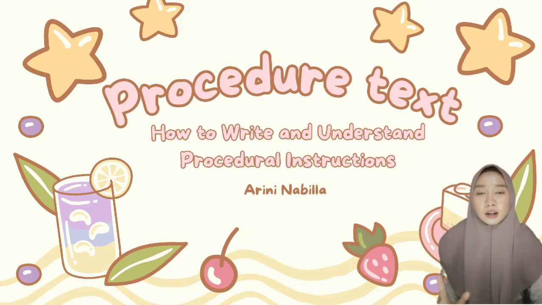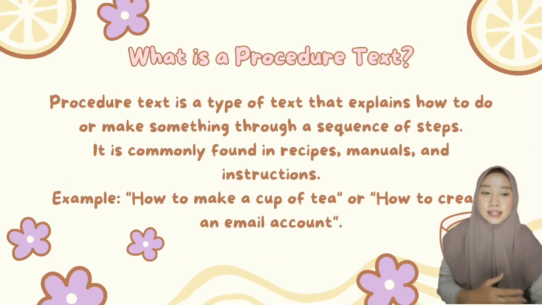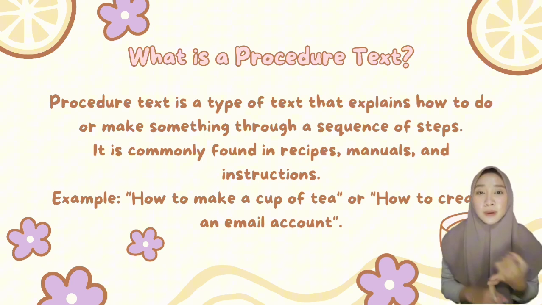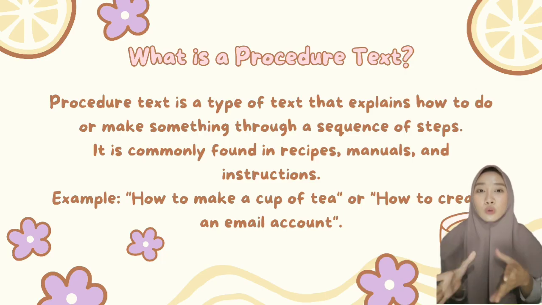Okay, today I'm going to talk about a procedure text. What is a procedure text? A procedure text is basically a set of clear step-by-step instructions to help someone complete a task. This is the type of text that tells us how to do or make something step by step. So we see it all the time in recipes, manuals, and even simple instructions like how to wash your hands.